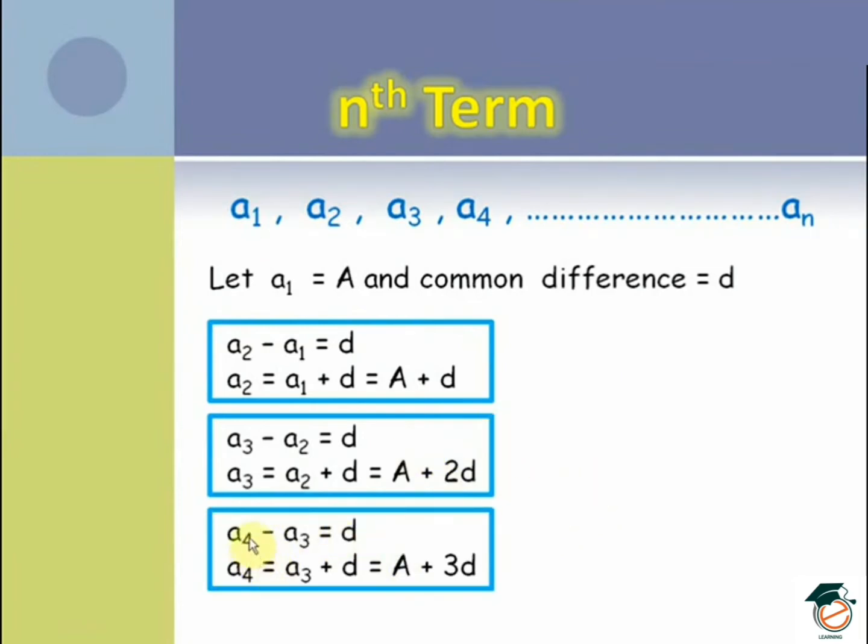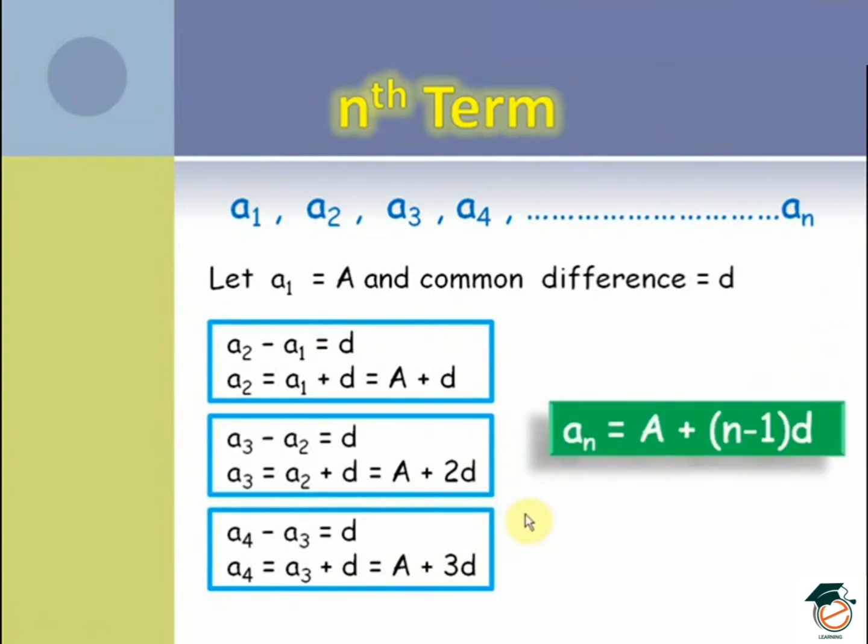Similarly, let's calculate the value of A4. A4 minus A3 is equal to D. From this we get A4 equal to A3 plus D, and we know the value of A3, which is A plus 2D. Therefore A4 would be equal to A plus 3D. Thus from all these, we can conclude that AN, the nth term, is equal to A plus n minus 1 into D. Here A is the first term, n is the number of terms, and D is the common difference. So the nth term of an AP is given by A plus n minus 1 into D.